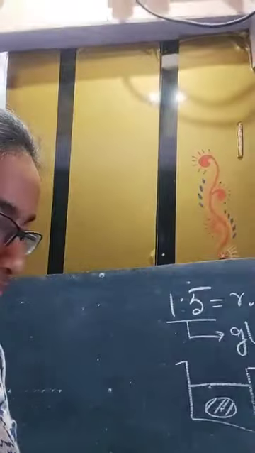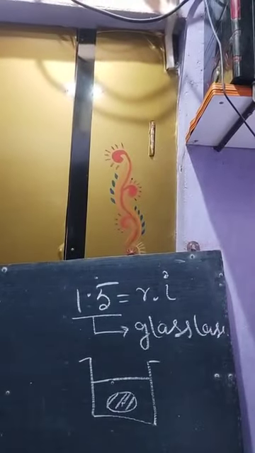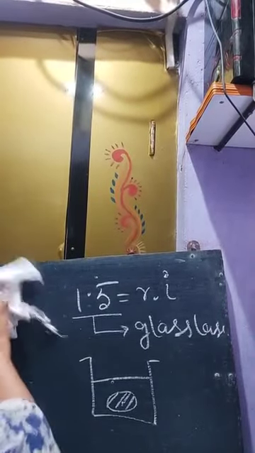Whatever we know, if the two media have the same refractive index, then there will be no refraction at all, right? So, to make the glass lens disappear, we make sure that the refractive index of the liquid should be 1.5. So, the answer will be 1.5. Okay. Next question is a numerical.